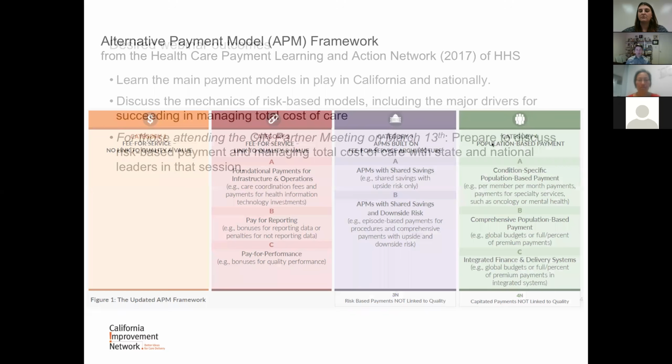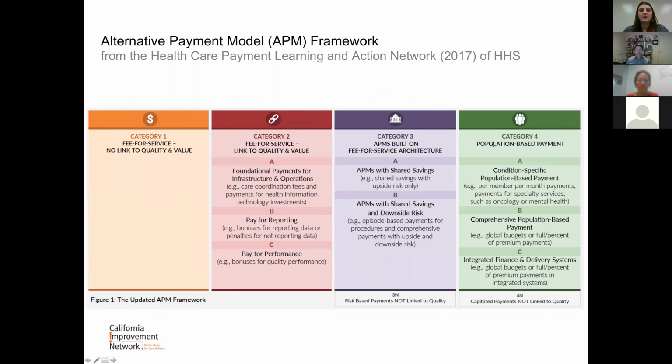All right, this is the framework of multiple frameworks that are out there that we are using in the California Improvement Network, and that we asked Emma to use to organize her presentation here today. It's from the HCP LAN National Expert Group. That's a project of the federal government with some private partners through HHS. These are the 4 categories we'll walk through throughout this webinar. So this is kind of our roadmap for the webinar.